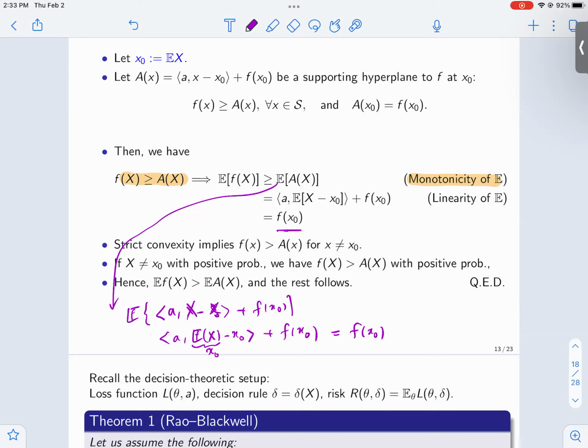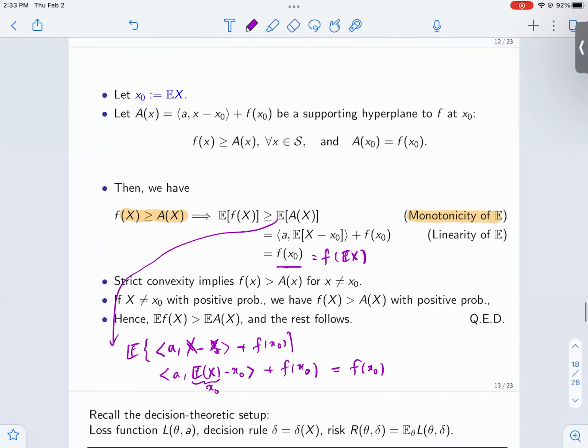Okay. So expectation is monotone, expectation is linear. By definition, this is going to be 0, and then this is going to be f of x naught. And this is nothing but f of expectation of x, because x naught is the expectation of x. So it's like a 3-line proof, relying on the fact that there is a supporting hyperplane, and expectation is monotone and linear. Okay, sounds good.